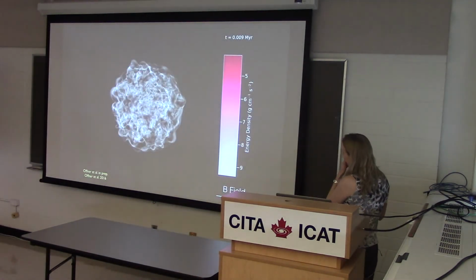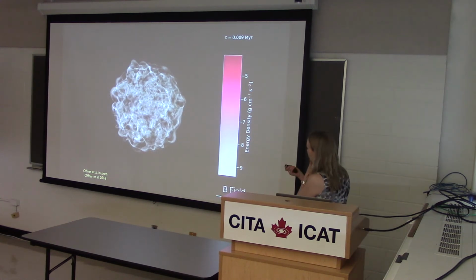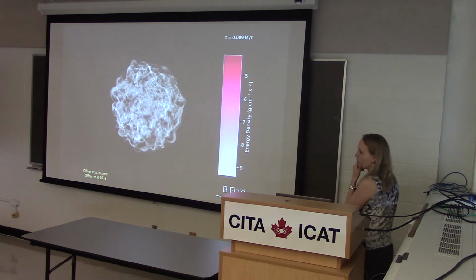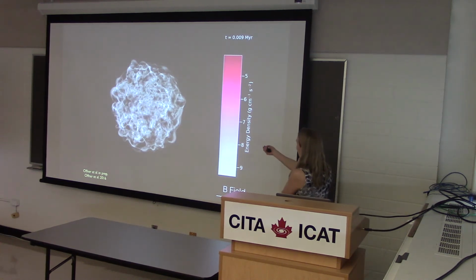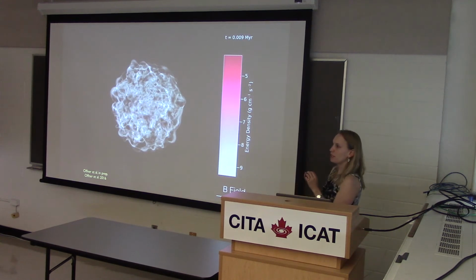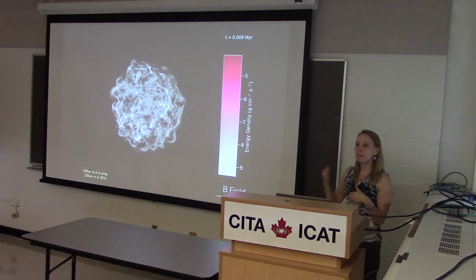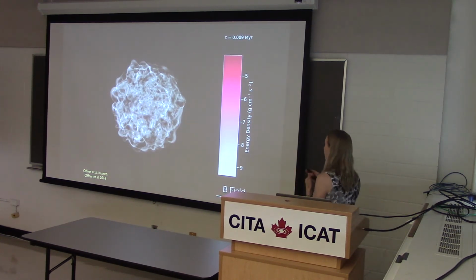This is a volume rendering of a collapsing core where this scale bar is showing you the energy density, so it's basically rho v squared. This is nice because outflows will show up since they're very energetic. They'll pop out very easily.